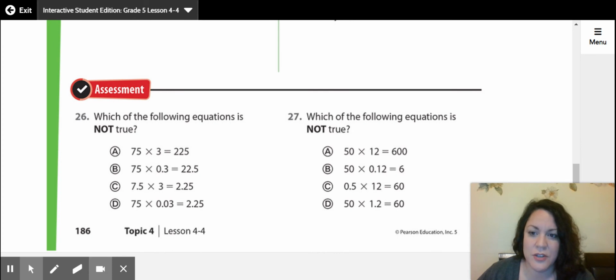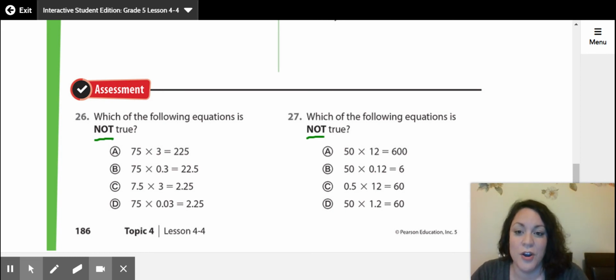Let's go down here really quick. Here's an assessment your teacher might give you, and this trips people up because it says, which of the following equations is not true? This one also says, which one is not true? It kind of is backwards, because you might think, oh, this one is right. 75 times 3 is 225. That one is actually wrong in this problem because the assessment is looking for which one is not true.